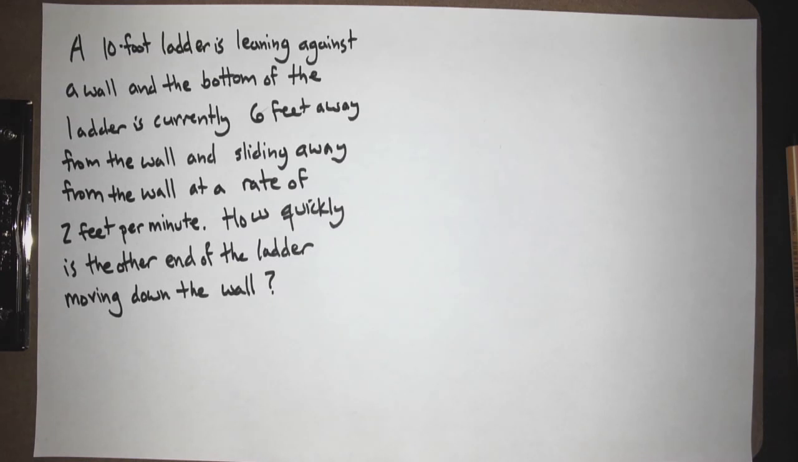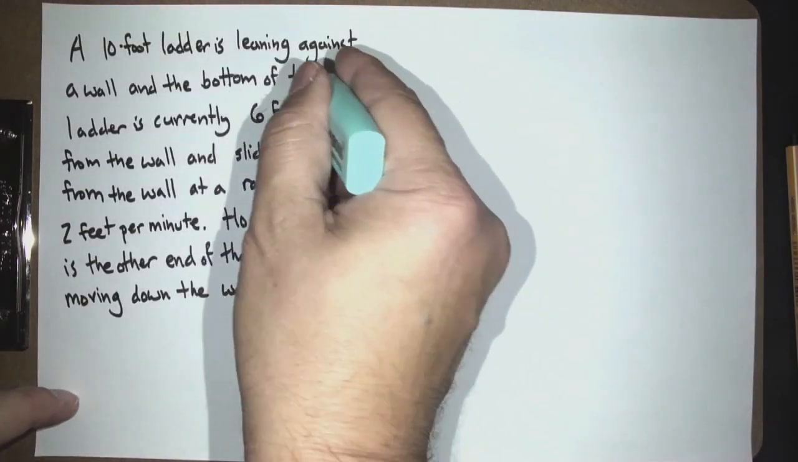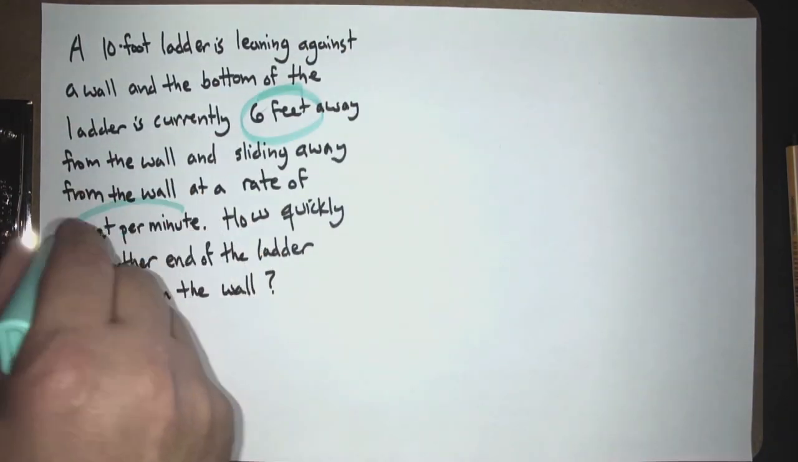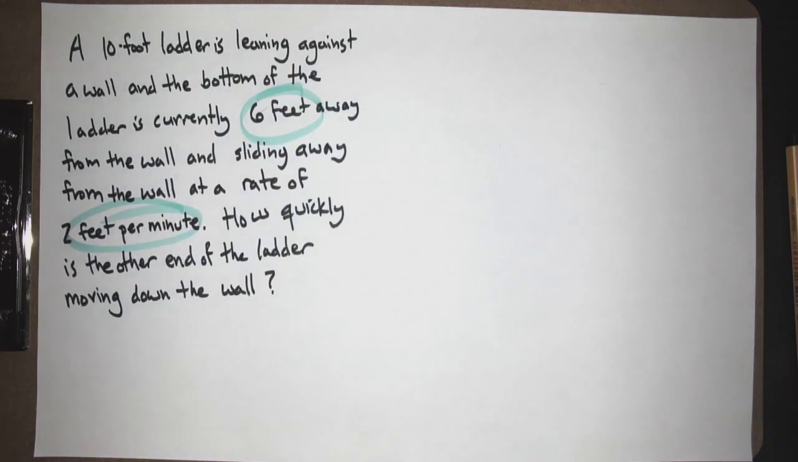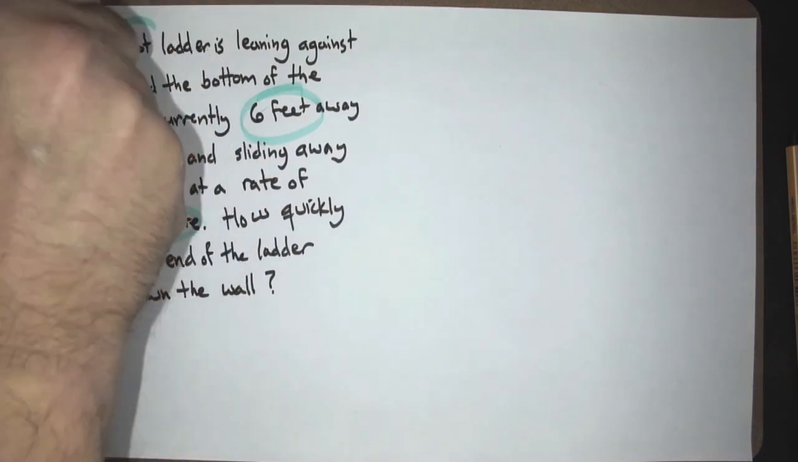All right. So you'll notice there's not a lot of math here. There's a couple of numbers, so that's something we can hook onto. I see a 6 feet here. I see a 2 feet per minute there. So there's something. Oh, I should have circled the 10-foot.